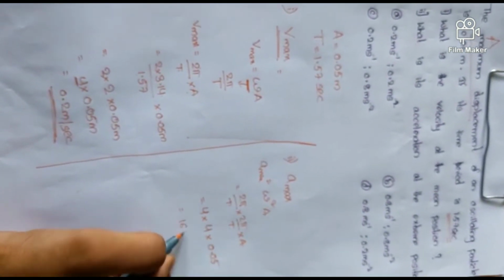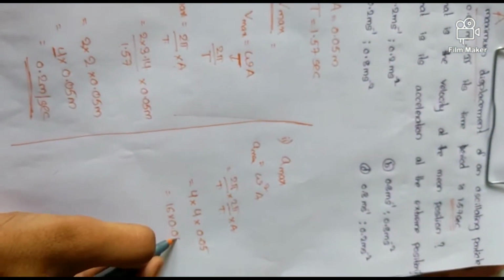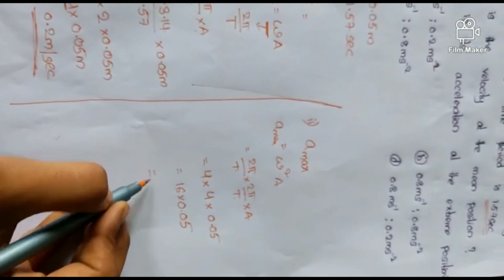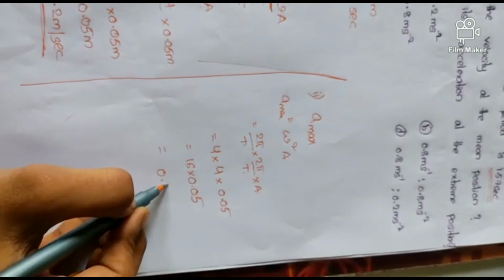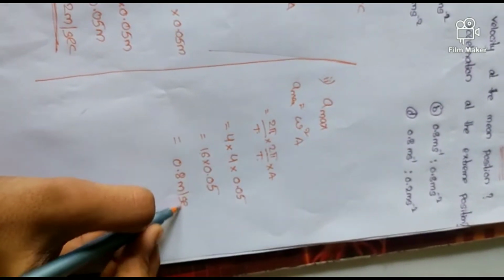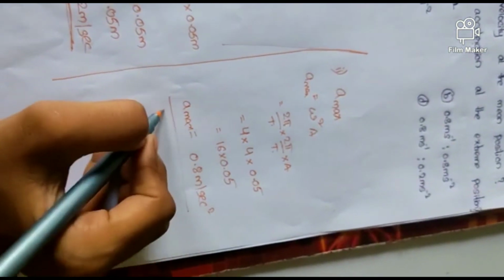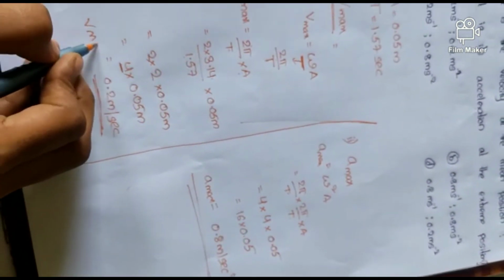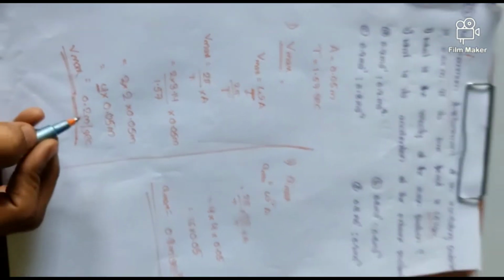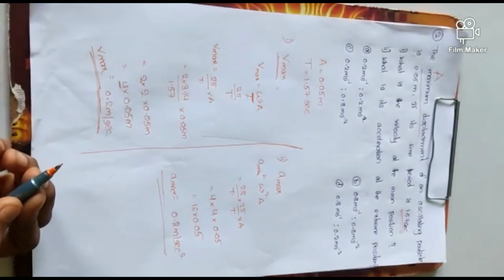That is equal to 16 into 0.05, and we will get the answer as 0.8 meter per second square. This is the Amax value, and this is the Vmax value. And this is the solution, you can recheck.